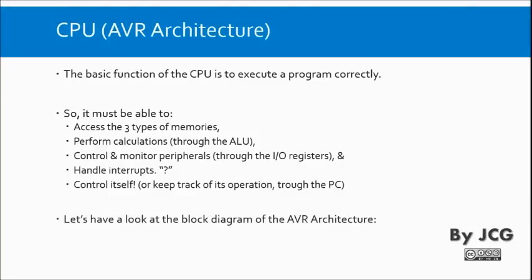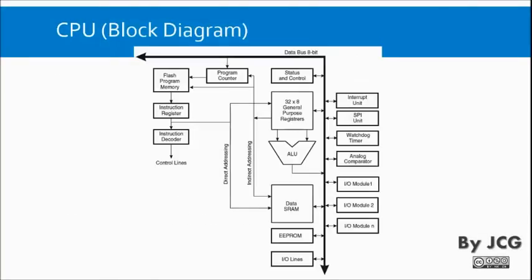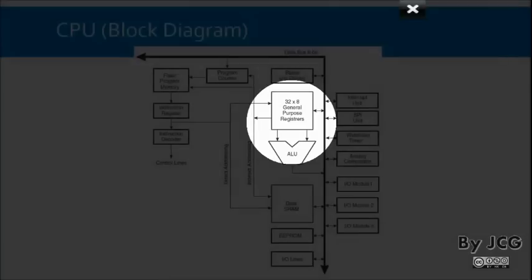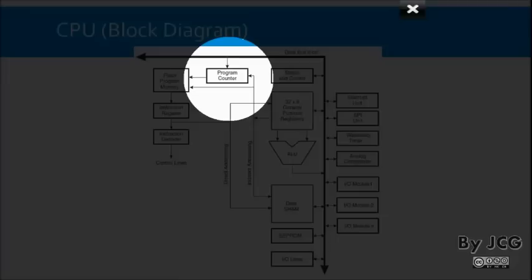Let's have a look at the block diagram of the AVR architecture. This is the block diagram of our CPU. This is one of the most important parts of our CPU, which is the arithmetic and logic unit. Another important part is this section over here, which is the general purpose registers. It says that it is a 32 times 8 section, which means that we have 32 locations and each location is 8-bit wide. Over here we have the program counter. We will see this section later on in this video.